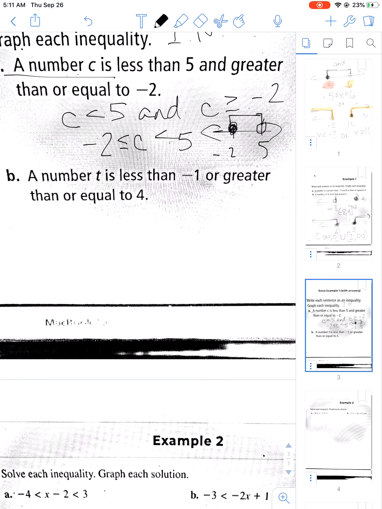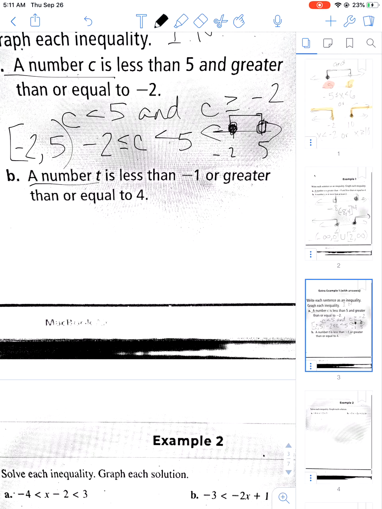Interval notation again is when does it start working, when does it stop working. So starts working at negative 2, stops working at 5. Closed means bracket, open means parenthesis.